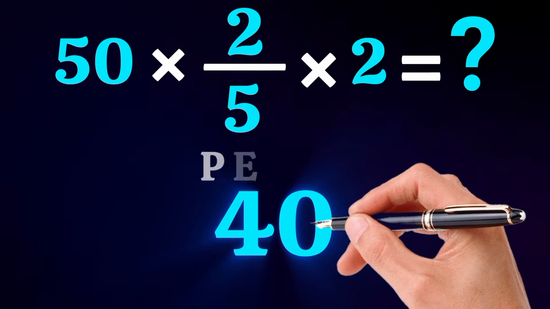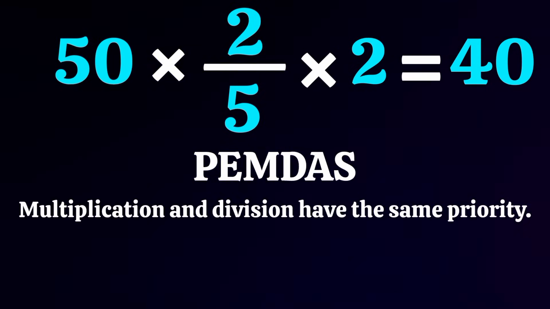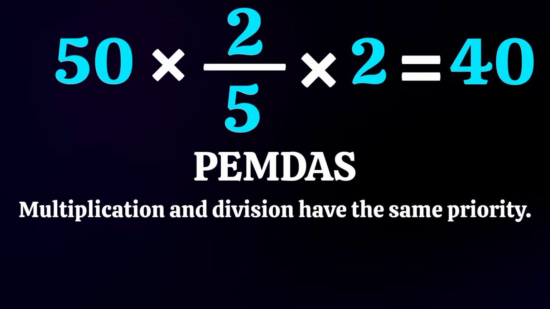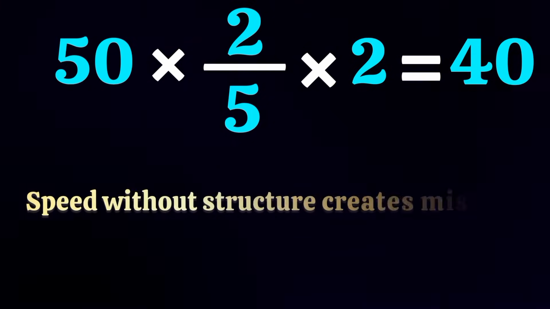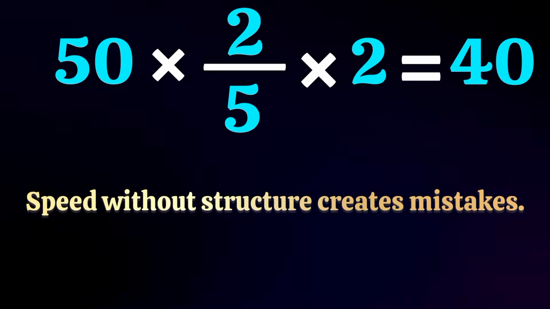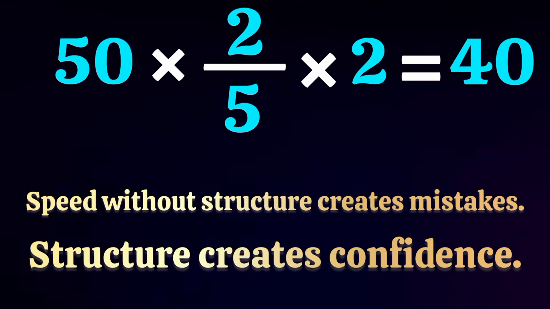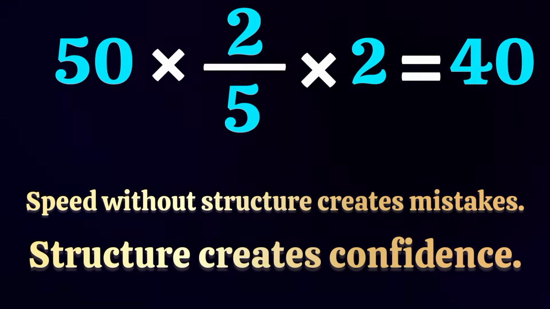Quick reminder about PEMDAS. Multiplication and division have the same priority. You always go left to right. Speed without structure creates mistakes. Structure creates confidence.